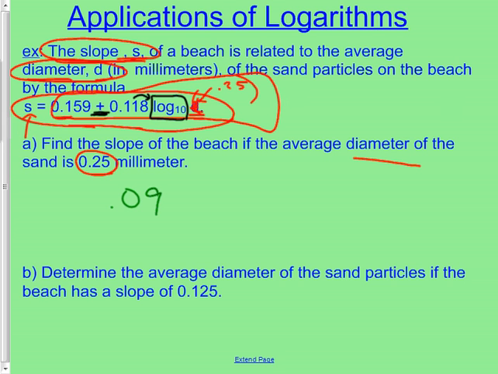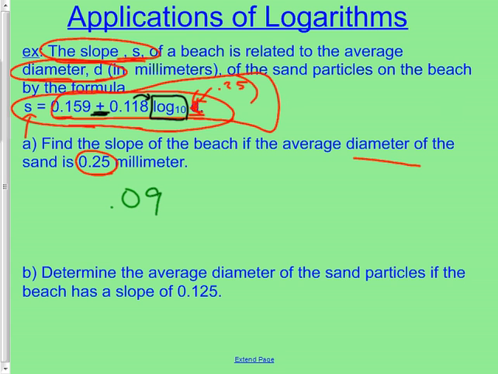Now think about this. Is that a steep slope? 0.09. No, that's very, very flat. Does it make sense? You had sand that was being measured in millimeters, so it should not be very steep. A quarter of a millimeter, just for perspective: a millimeter is the thickness of a dime, so the diameter of the little sand particles is 1/4 of the thickness of a dime. All right, now the average diameter if the beach has a slope of 0.125.